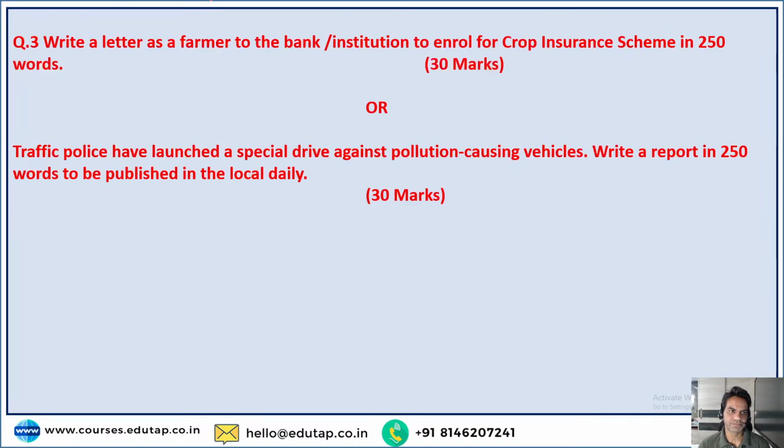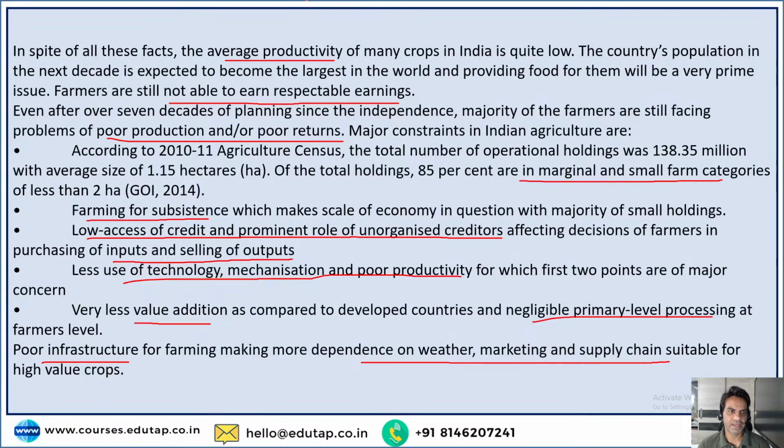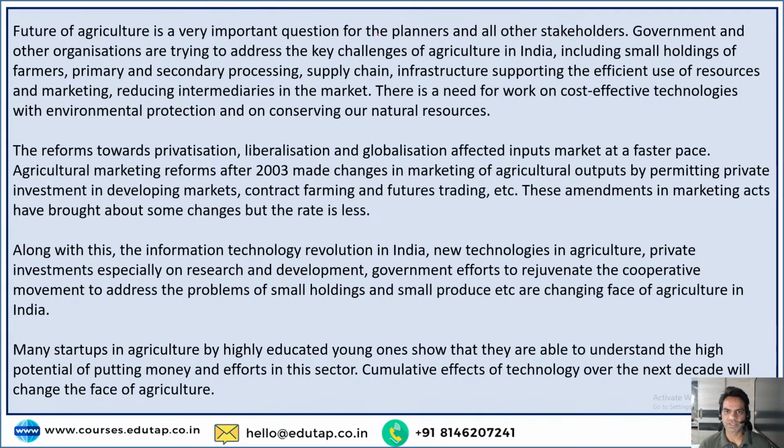Now, let's read further. Now, the future of agriculture is a very important question for planners and all other stakeholders. Government and other organizations are trying to address the key challenges of agriculture in India, including small holdings of farmers, primary and secondary processing, supporting the efficient use of resources, and marketing and reducing intermediaries in the market. Now, there is a need for work on cost-effective technologies with environmental protection and on conserving our natural resources. So, government is doing so.